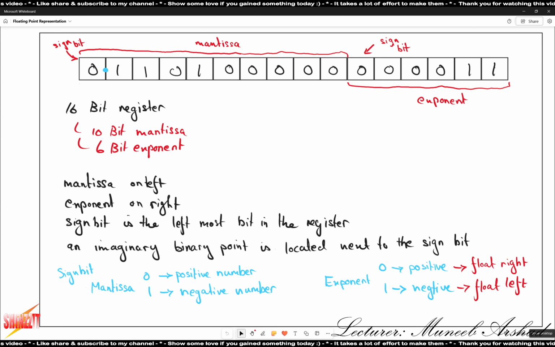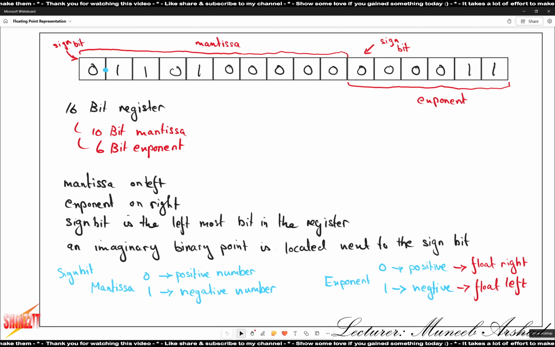अच्छा जी. फिर बात आ जाती है साइन बिट की. साइन बिट क्या है? The leftmost bit of the mantissa and the leftmost bit of the exponent, they actually refer to the sign bit. So when the sign bit of mantissa is 0, that means it is a positive number. If the sign bit of the mantissa is 1, it is referred to a negative number.